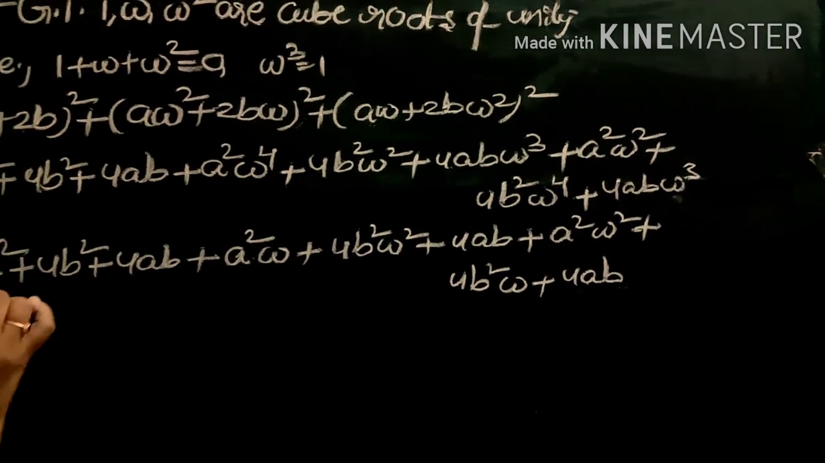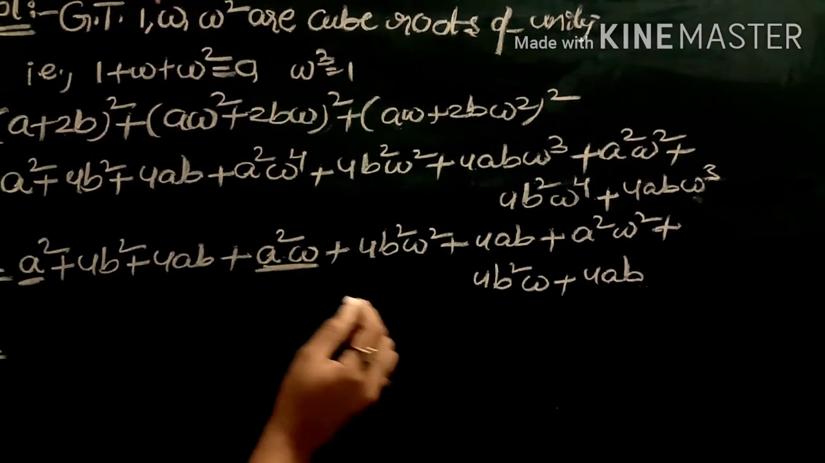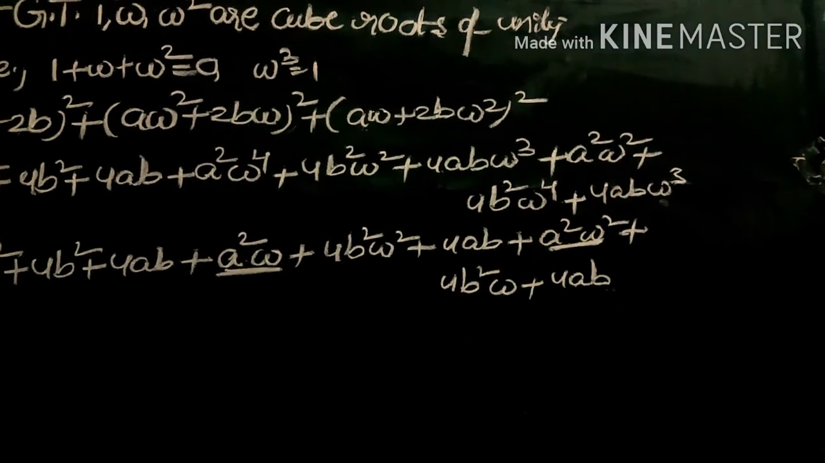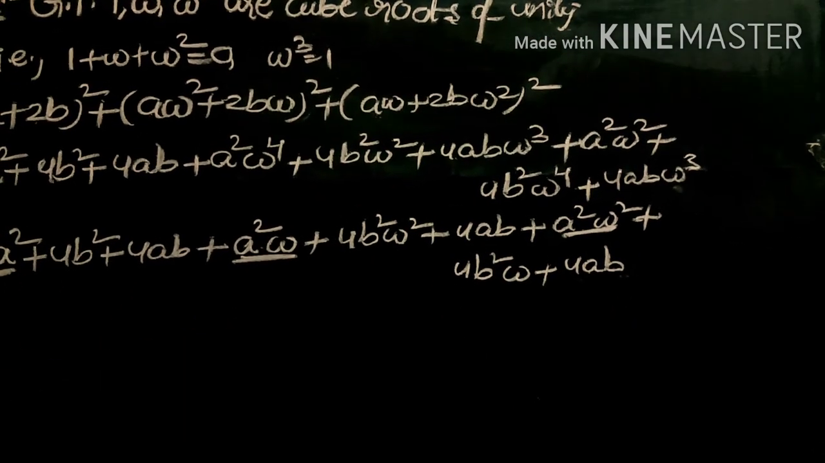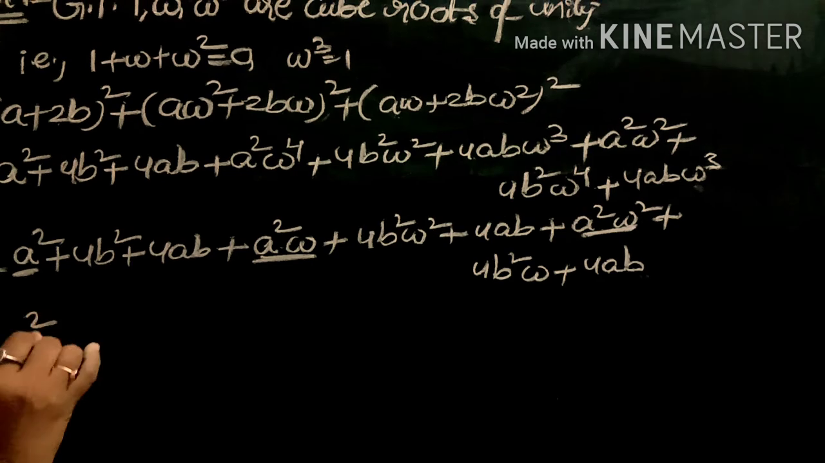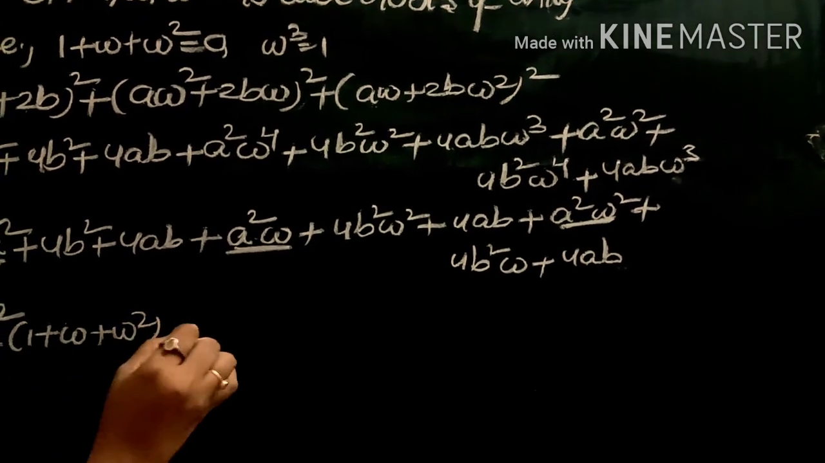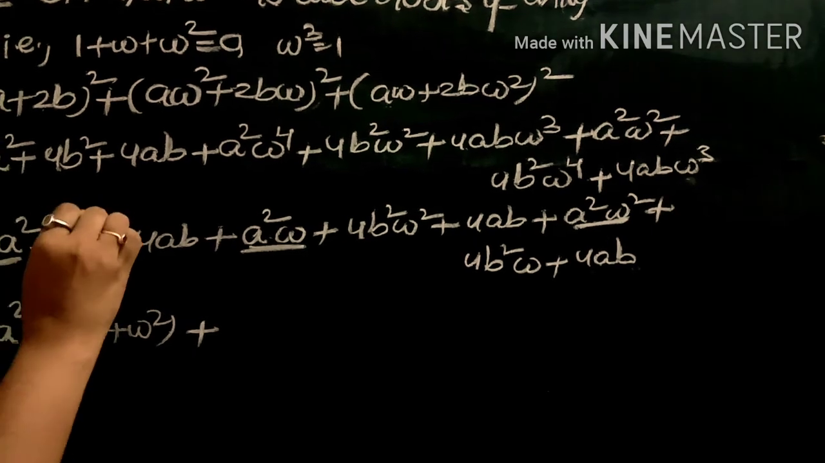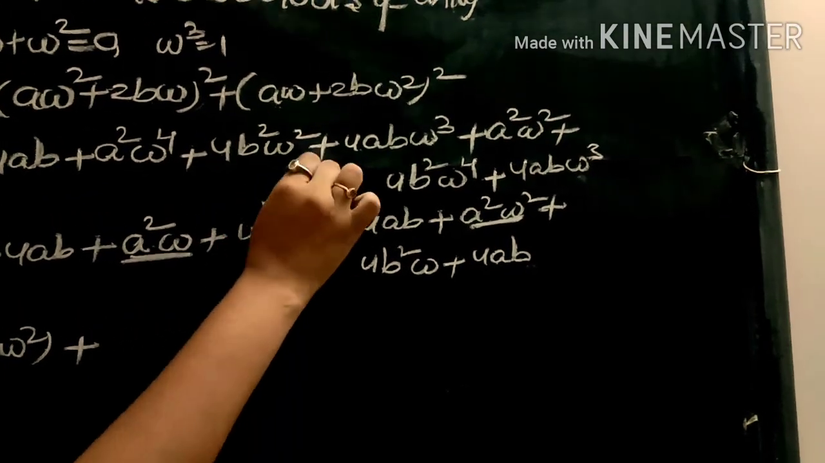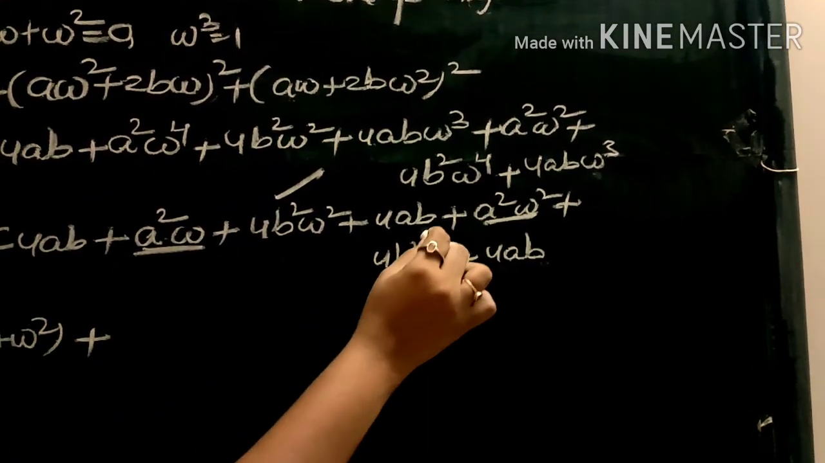Now this is equal to, here, a square, omega, omega square. From those three terms we are taking a square common, that is a square into (1 plus omega plus omega square). Next, 4b square, omega square, 4b square, omega.